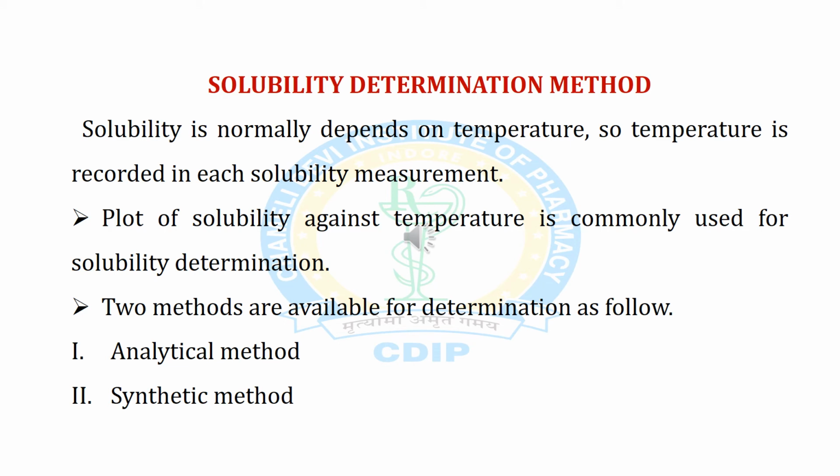Solubility determination method. Solubility normally depends on temperature, so temperature is recorded in each solubility measurement. A plot of solubility against temperature is commonly used for solubility determination. There are two methods available for determination of solubility: the analytical method and the synthetic method.